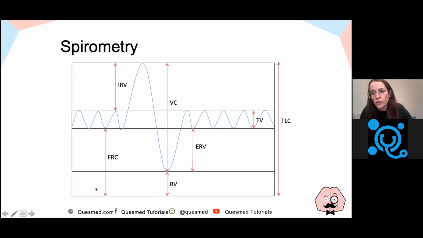And our functional residual capacity, that's the volume of air which is left in the lungs during normal tidal volume breathing at the end of expiration. So that's your expiratory reserve volume plus your residual volume. So that's somewhere around 3 litres. And you've got your total lung capacity. So that's the most air that can be stored in your lungs at any one point, and that's somewhere around 6 litres. Okay. So a few important definitions with spirometry.